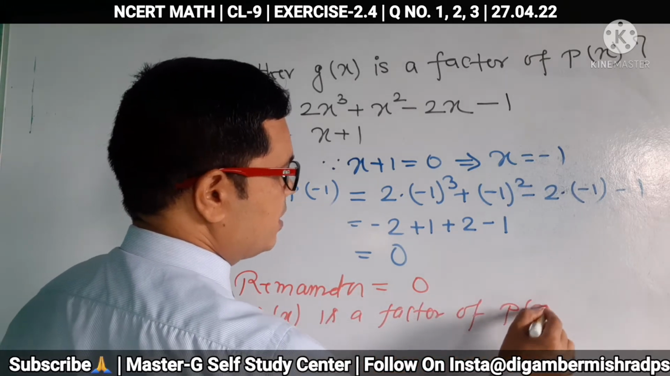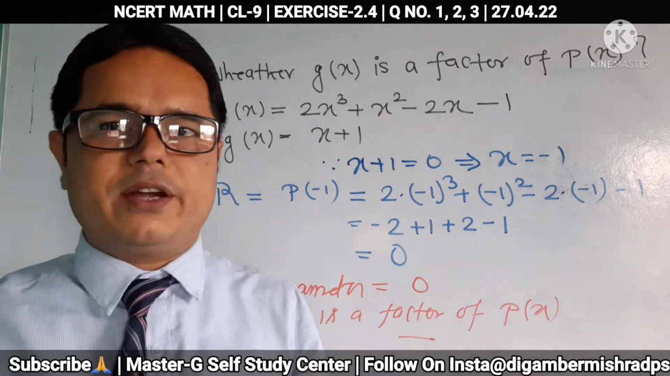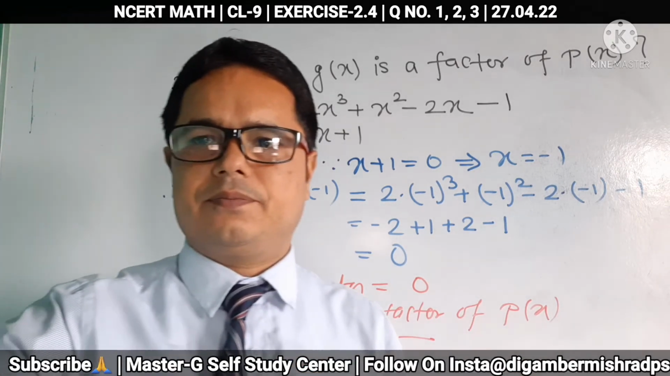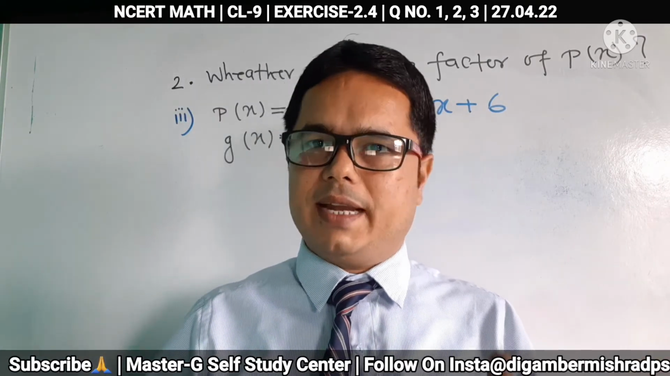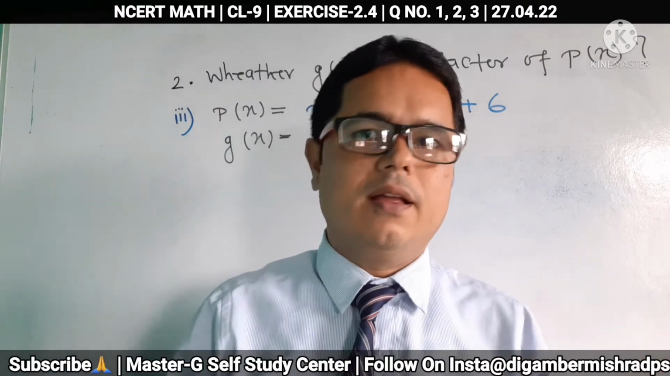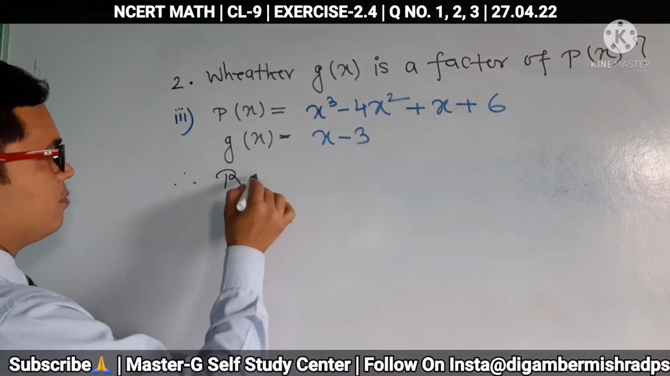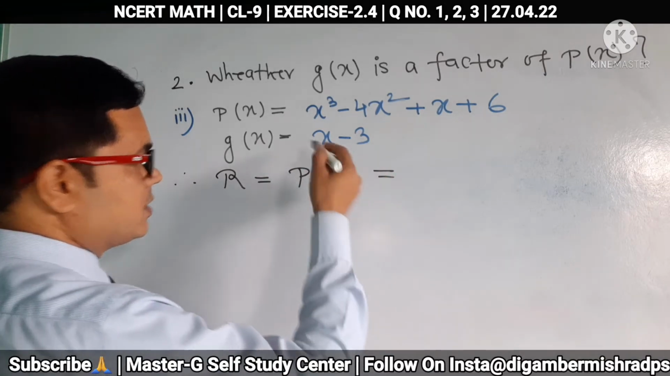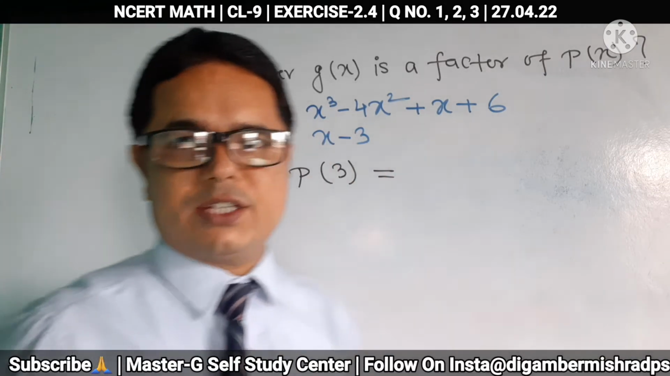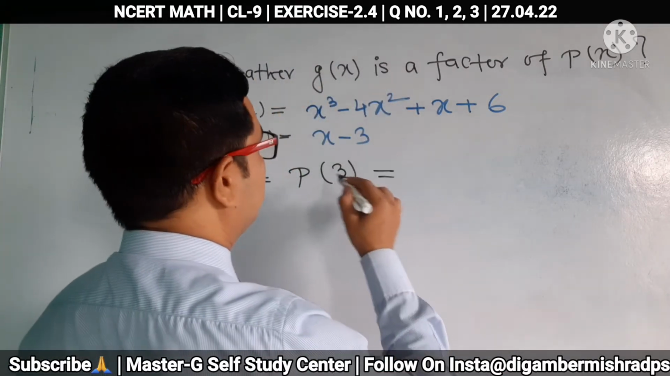Factor of p(x), right? And if it comes other than 0, in that case we will write no, it is not a factor, right? In the next question, the values of p(x) and g(x) are changed, but the process is the same. Here also using the remainder theorem, to find the remainder we have to find p(3) because x minus 3 is there. So if x minus 3 is 0, then x will be 3. So replace all x with 3.